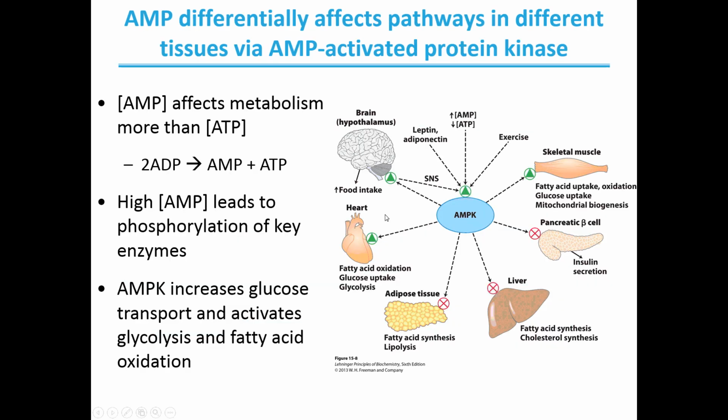So if we look at this picture, you can see whenever we're talking about AMP regulation, the presence of AMP is going to activate fatty acid oxidation, glucose uptake, glycolysis, make you want to eat. It's going to make your skeletal muscle function in specific ways. Now, AMP can be a negative allosteric regulator with some other things, but AMP is one of the most important regulators within our different pathways.